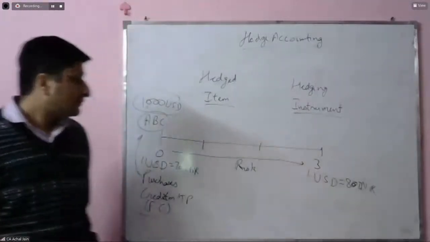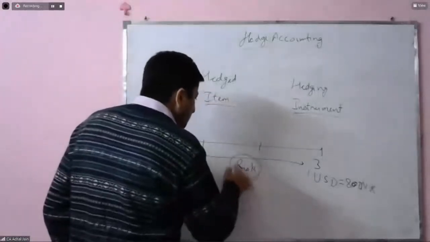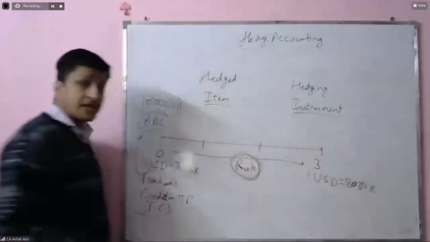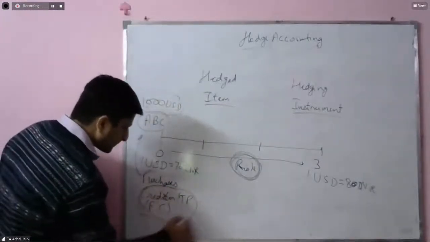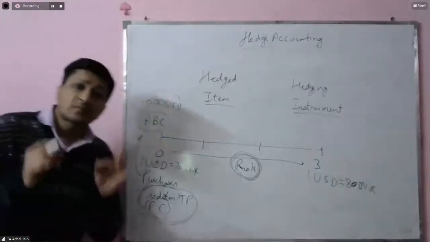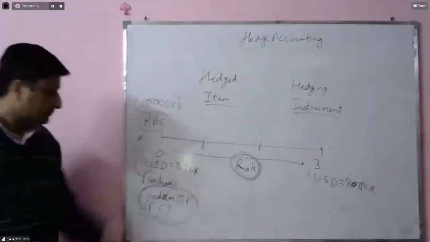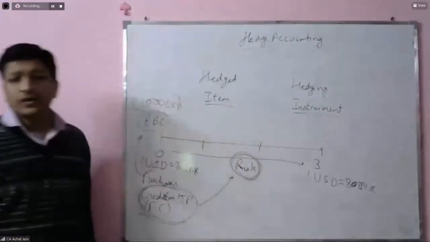Correct? And this risk is due to what? This risk or exposure is due to trade payables balance. The balance of trade payables that we have is exposed to this risk of foreign currency.